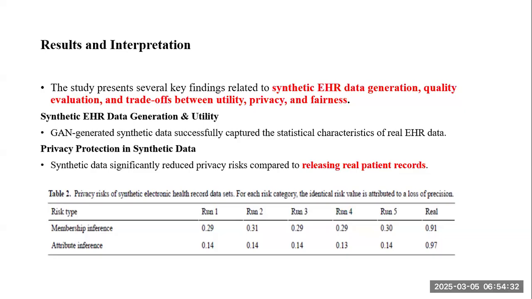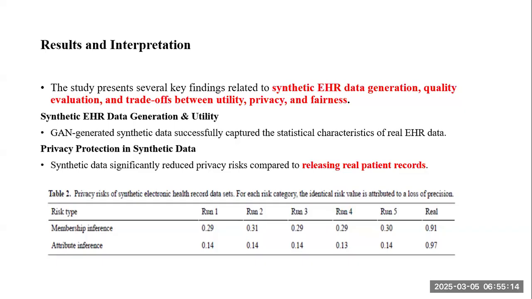So the privacy, like how privacy is built into synthetic data. It reduces privacy risks compared to real patient records, because we are taking synthetic EHR. So maybe the privacy risk compared to real data is very low, so it reduces the risk of the data. Here in this paper, we have up to 5 runs. After 5 runs, compared to real data, we got some better results.